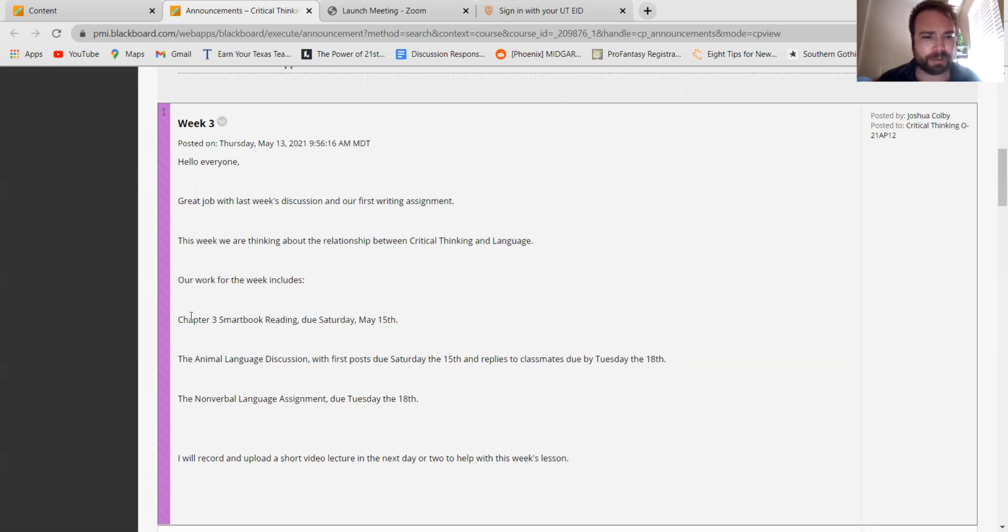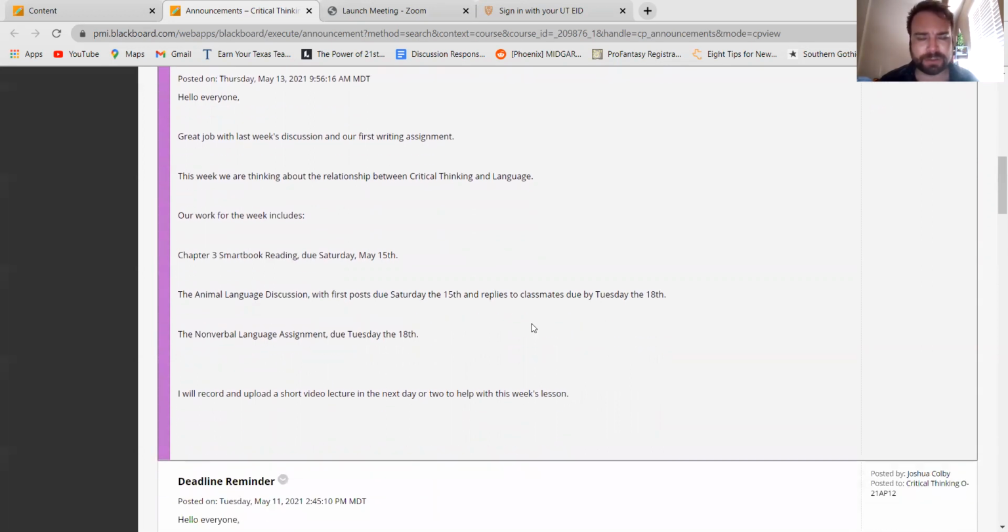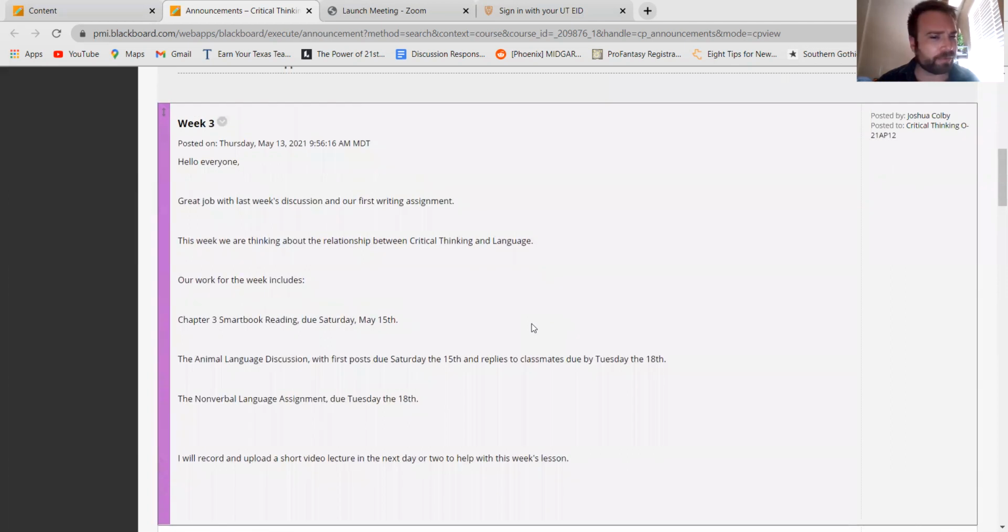Our work for the week includes the Smart Book 3 reading, Chapter 3. It was due yesterday, Saturday the 15th. If you didn't do it, I think I went in and added a 72-hour extension to everybody that missed it. Remember, there's a 10% penalty per late day, but you should have the extension. You should be able to go in and do it. If you didn't do it and you don't have an extension, email me so I can add the extension for you, but I'm pretty sure I got everybody.